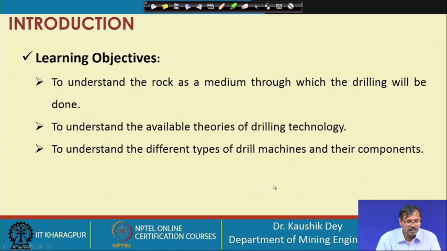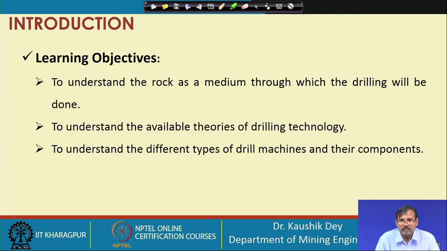The next is understanding the different types of drill machines and their components. In fact, there cannot be one generic machine which can address all the needs of different types of drilling. So, drilling can be classified based on its diameter, based on its length, based on its purposes. So, all this based on what rock medium it is passing through. So, there are different influencing parameters. So, one generic drill machine cannot address all the requirements.